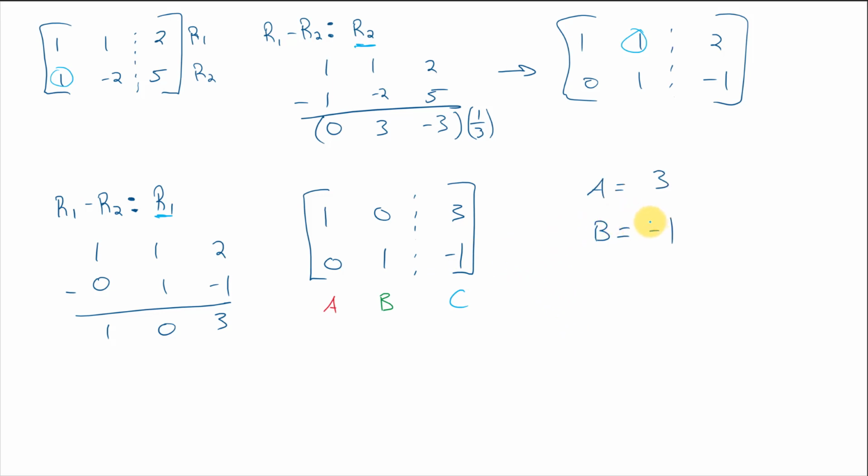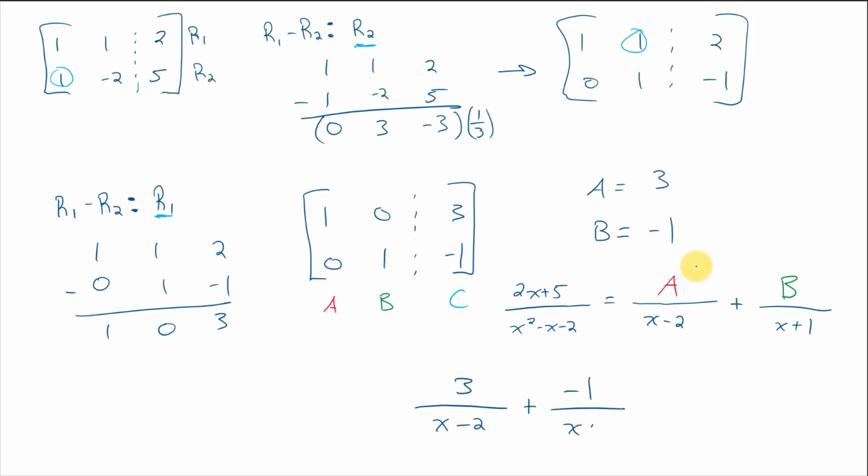Okay, so going back to the partial fraction decomposition that we were doing, we've got our 2x plus 5 over x squared minus x minus 2 equal to the sum of these two partial fractions, and we just solved for A and for B. So all I have to do now is just plug these in, and our partial fraction decomposition looks like this: 3 over x minus 2 plus negative 1 over x plus 1. And I could have taken this and just made that a minus, since this is a negative 1. But either are fine, okay? So that's our first example.